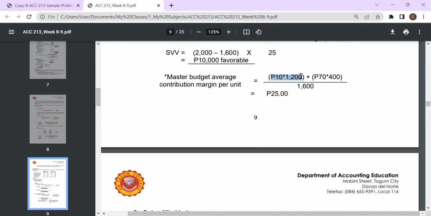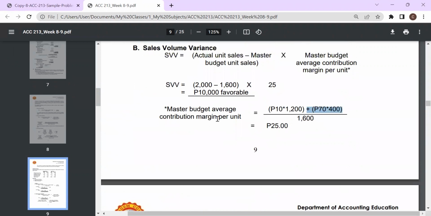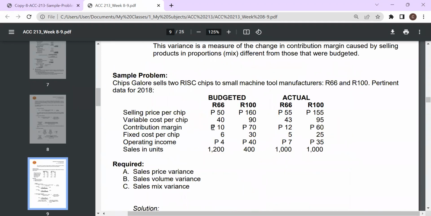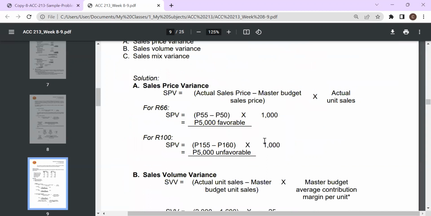R66 this one, and then R100 this one, okay? So how do we compute for the master budget average contribution margin per unit? So 10 pesos here is your contribution margin for R66. So we just pick up these amounts, no? So this is your contribution margin for R66 na budgeted. And this one is for your R100 na budgeted.